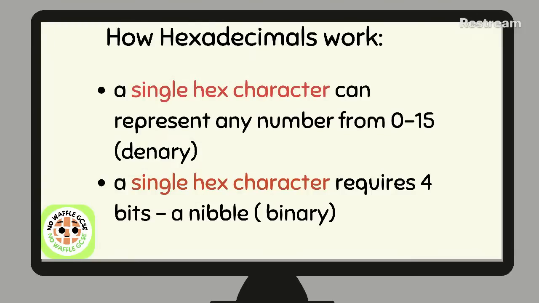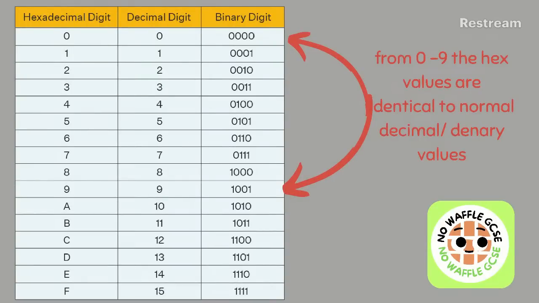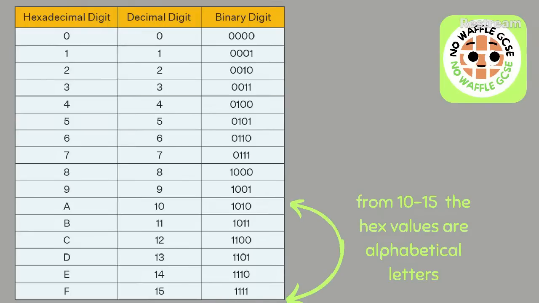Now, here's how hexadecimals work. You have a single hex character, which can represent any number from 0 to 15, and each hex character requires 4 bits, a nibble in binary. So there you go, you can see the conversions there. You can pause it if you are unsure about hexadecimal. Now notice that from 10 to 15, the hex values are actually alphabetical letters because we're representing them with single values rather than saying 10, 11.